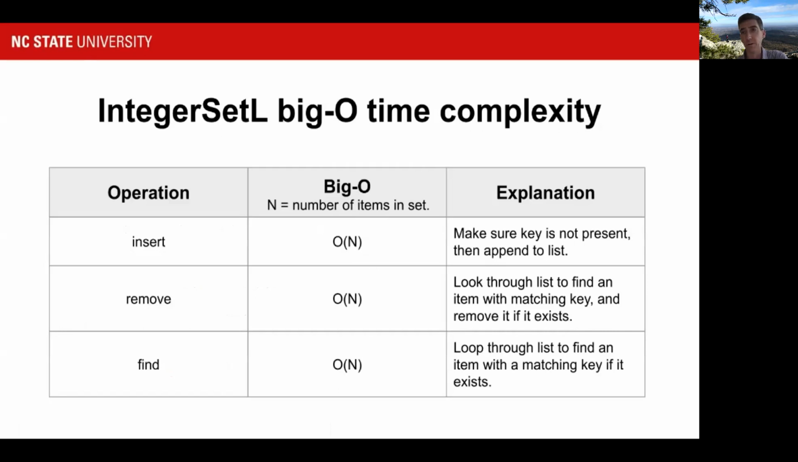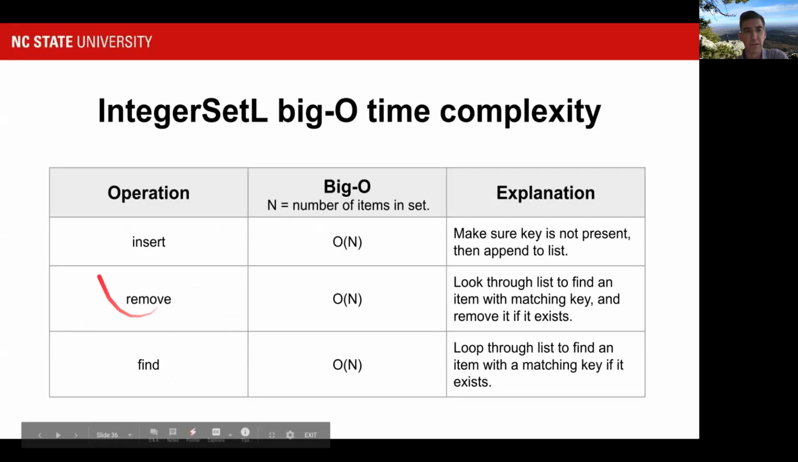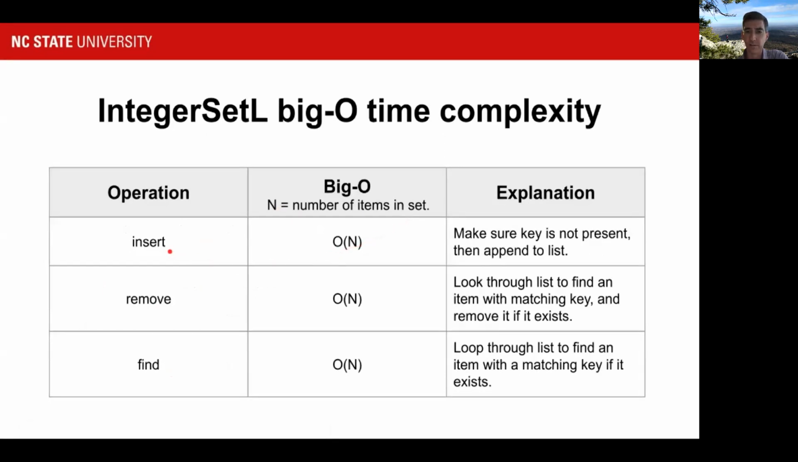Now, what's the big O of these operations on a set? Let's assume that n equals the number of items that are in the set. So when I do an insert, I have to make sure the key is not present by looping over the whole list and checking for it. And that means I have to visit all n items in the list before I do the insert. But the insert itself, the append, is constant time. So the cost of this insert is really in looking through the list. So this is going to be big O of n, because I have to verify the item's not already in the set.